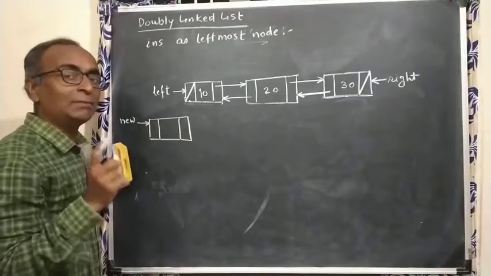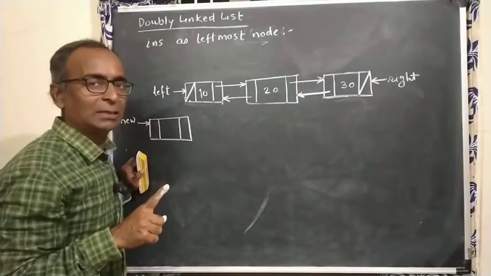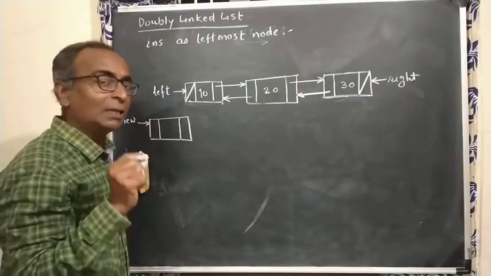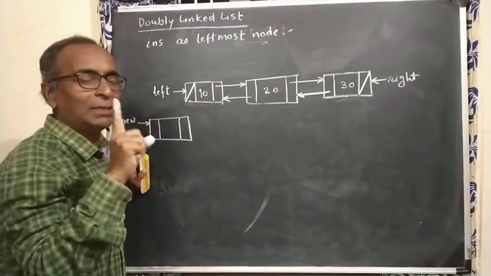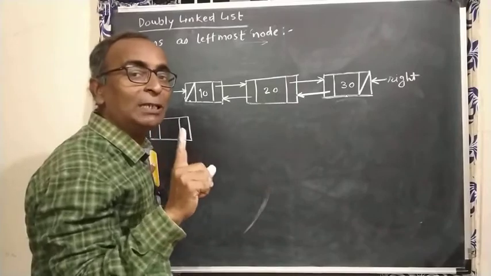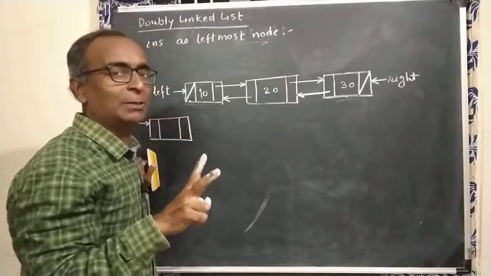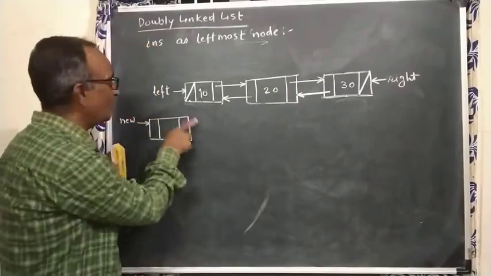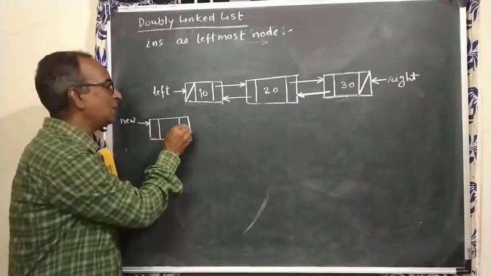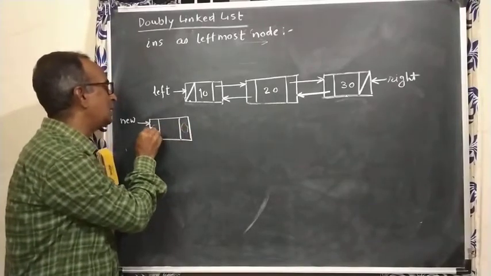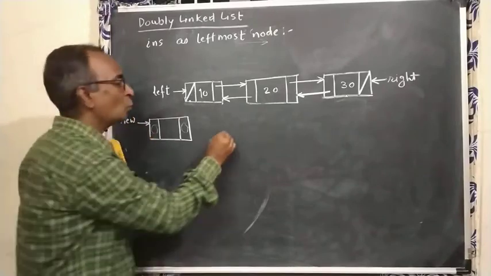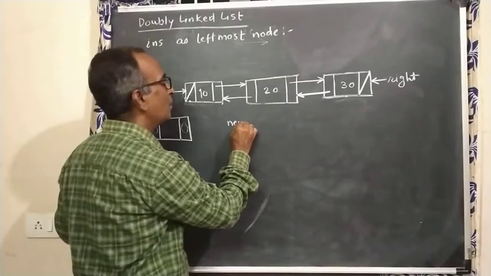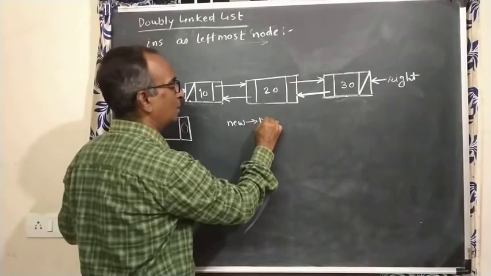Now, we have seen in singly linked list insertions that whenever you are adjusting pointers, first adjust the pointer fields of the new node. Now this is the new node. How many pointer fields are there? This one and this one, successor and predecessor. First adjust that. So first we will adjust new's predecessor.